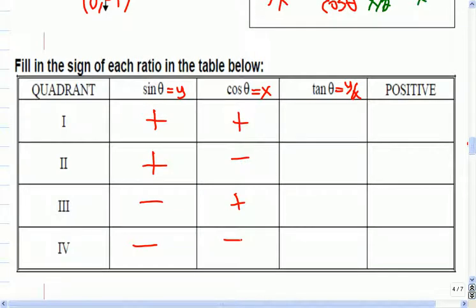Again, cosine is the same as the x-coordinate. If the x-coordinate's positive, so is cosine. So it's easy to get the tangent, because all I have to do is divide them. Positive divided by a positive is a positive. Positive divided by a negative is negative, negative divided by positive is negative, negative divided by negative is positive. So that's how I can get the tangent.